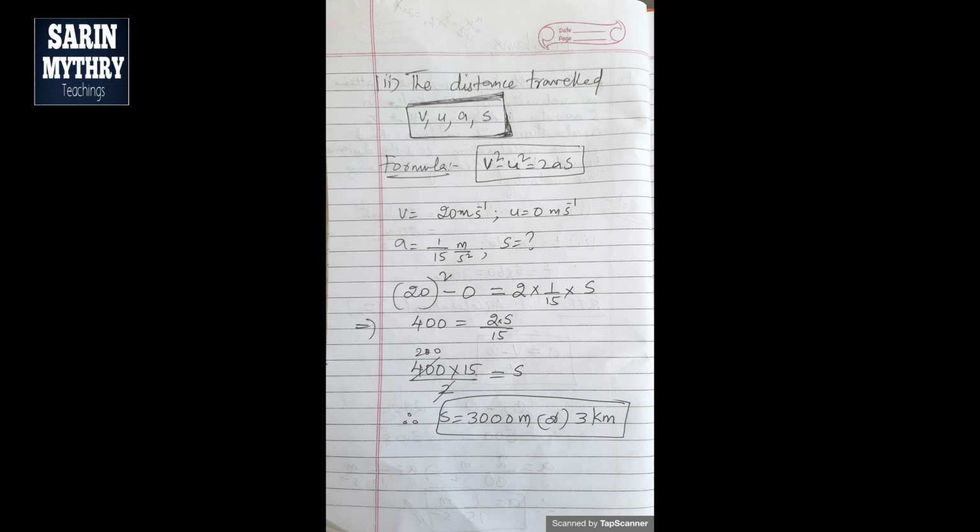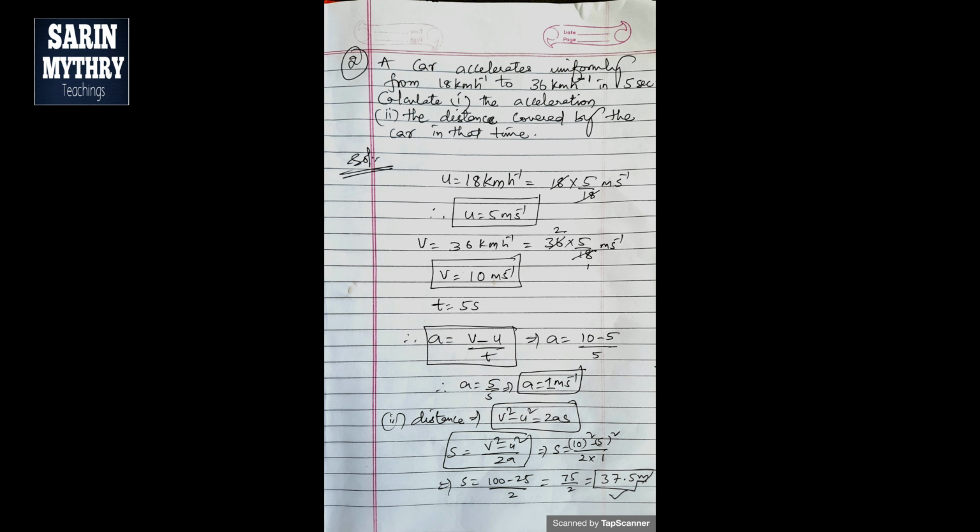So v equal to 20, 20 square minus 0 is equal to 20 into 20, acceleration is 1 by 15, into s. So s is equal to 400 by 15 into 15 by 2. If you do simplification, you get s equal to 300 meters, or it will be 3 kilometers.